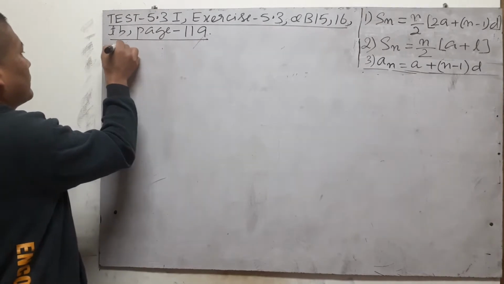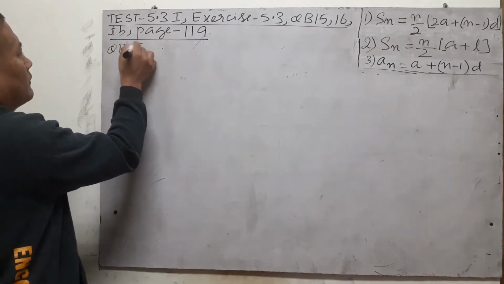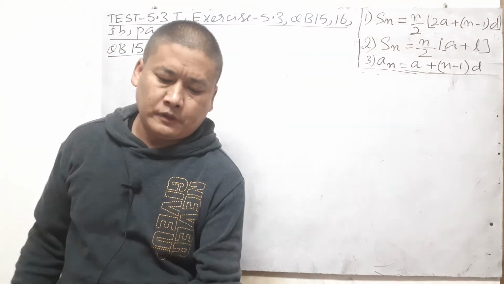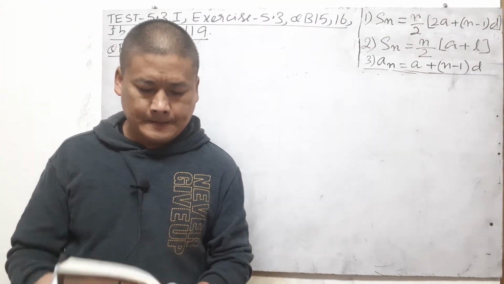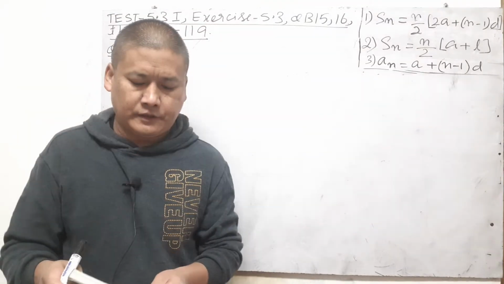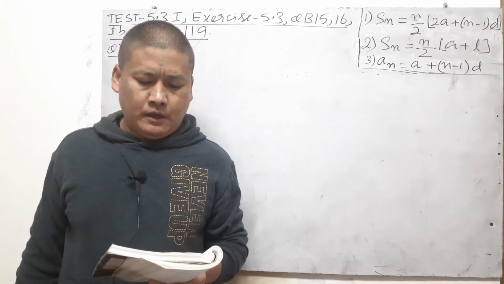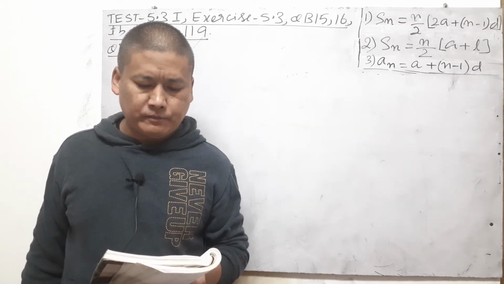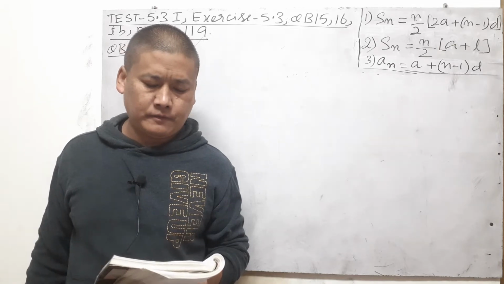Let's start with question B 15 then. Let me read the question for us. A contractor on a construction job specifies a penalty for delay of completion beyond a certain date as follows.